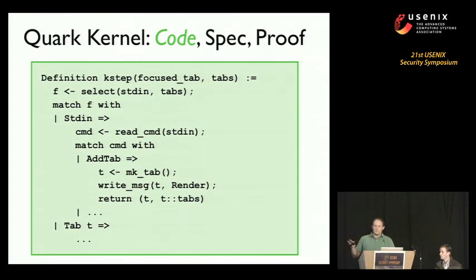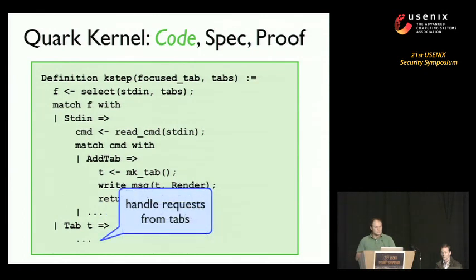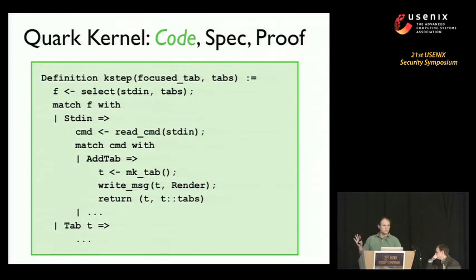Now this shows a representative case from kstep, but of course there are other cases. The user might additionally want to switch tabs or enter data into a form, etc. And tabs like to do things like access cookies, update the display, ask the kernel to fetch web resources, and so on. So this is a high-level view of how we're able to specify the kernel code. There are a few more details.